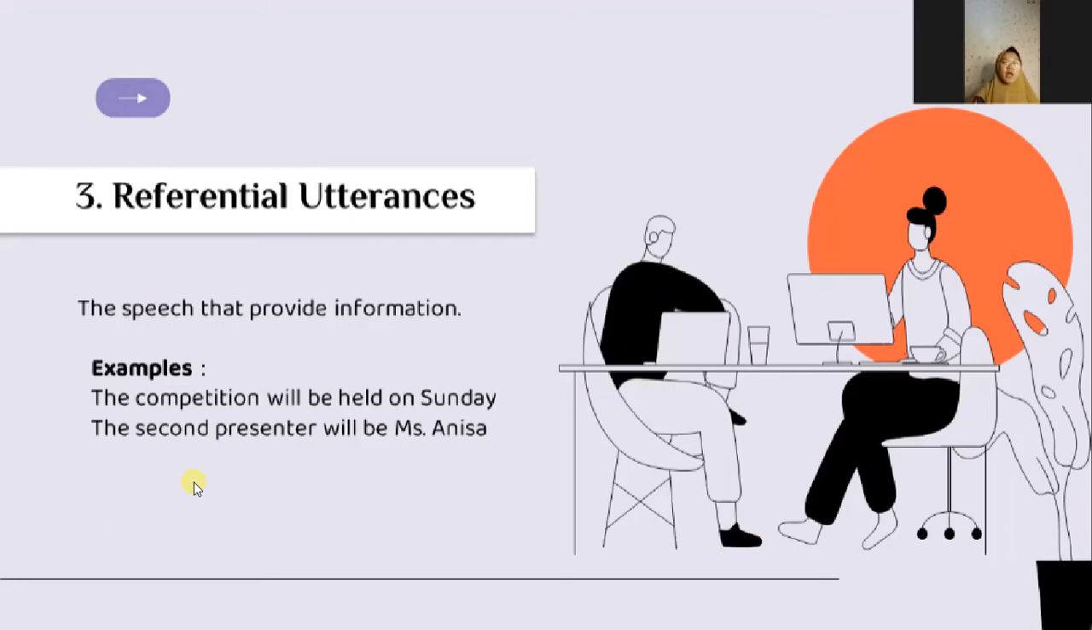So, as you can see from the screen, there are 2 examples for this. First is, the competition will be held on Sunday.